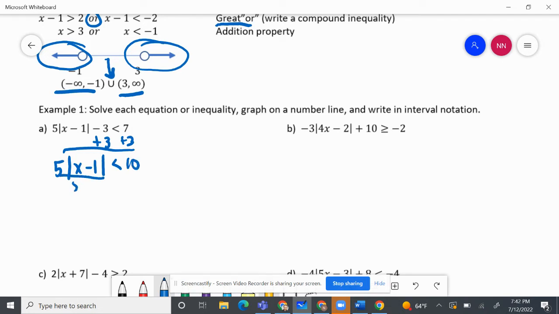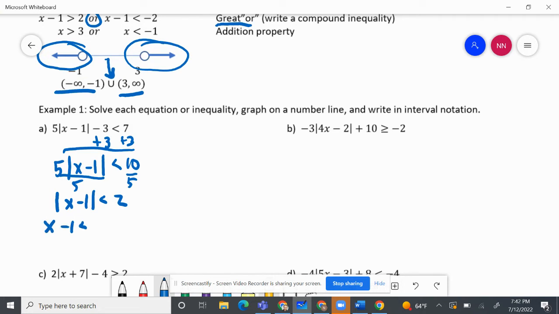Then we're going to divide it by 5. And that gives us the absolute value of x minus 1 is less than 2. So we have the absolute value by itself. That's always the first step. Then once we have it by itself, we write our two inequalities.